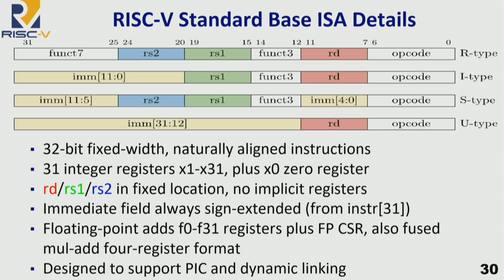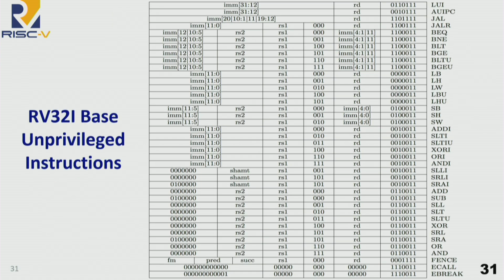Also, the immediate is always sign extended, and it's always sign extended from bit 31 of the instruction. So the immediate encoding is sometimes scrambled a bit to make that happen. It's a very simple ISA. So simple, here is the base complete ISA for RV32I. There are 40 instructions in the unprivileged architecture, and that's them there.